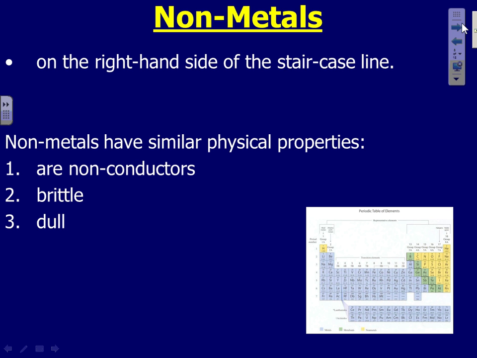And really, their properties vary. We can't really just say that they're all brittle because these solids are brittle, but these guys are gases. And this is a liquid, kind of a brittle liquid. You can pour a liquid, right? So really, their properties vary. There are no really defining properties like metals. Metals are very similar.